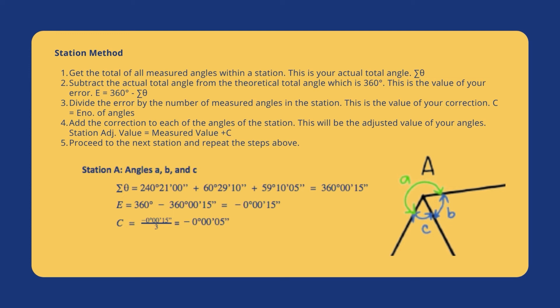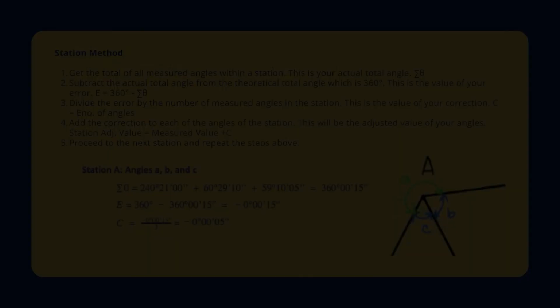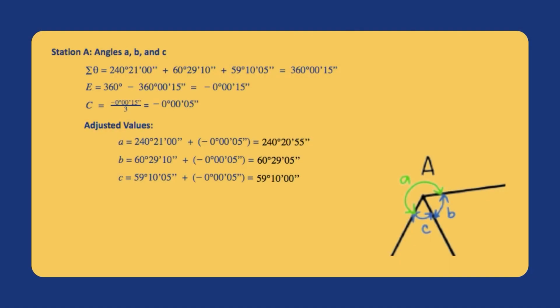We can then compute for the correction by using negative 15 seconds divided by the number of angles, which is 3, since we have A, B, and C. And that gives us negative 5 seconds. We then add the negative 5 seconds to each of the angles within station A. And so we get 240 degrees, 20 minutes and 55 seconds for angle A, 60 degrees, 29 minutes and 5 seconds for angle B, and lastly 59 degrees and 10 minutes for angle C.